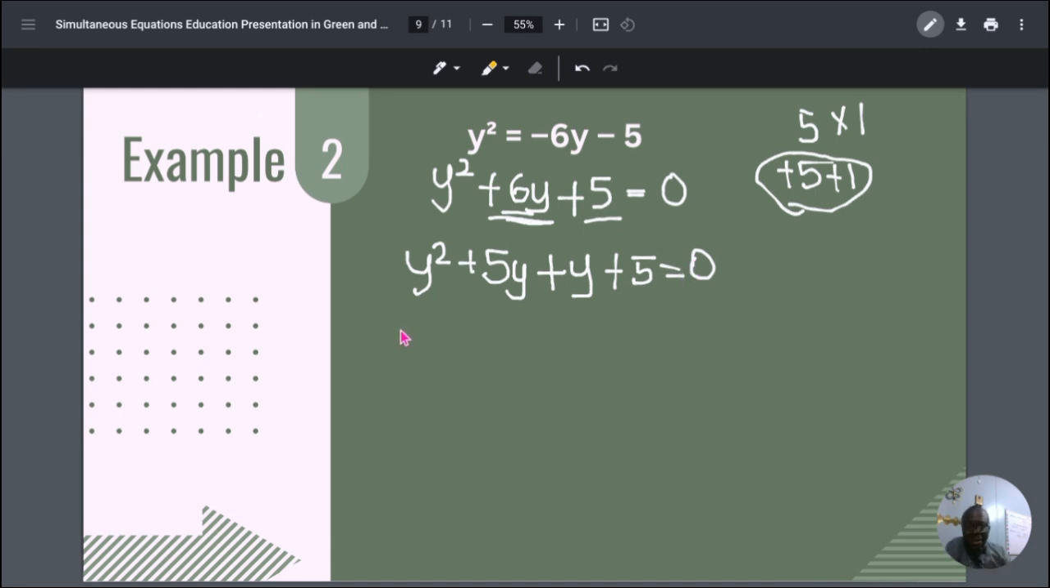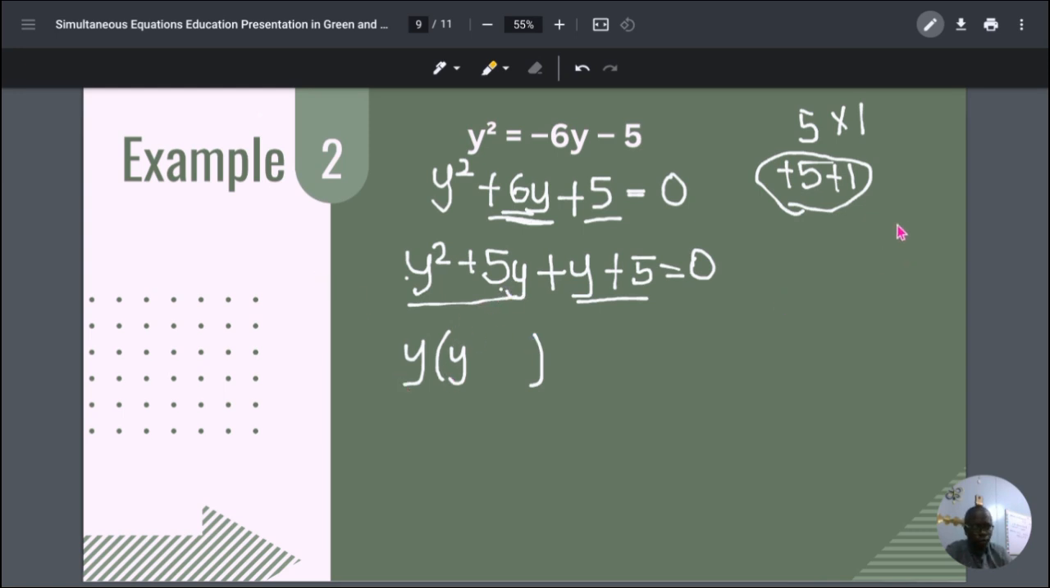Superb. Now the next step is for us to look for the factor that will divide these two and the factor that will divide these two. So look at it very well. You see what is common here and here is y. So that y that is common between these two, I'll bring it out and open and close the bracket. So I'll now do y squared divided by y. Y squared divided by y will give me y. You see that? And then 5y divided by y will give me 5.